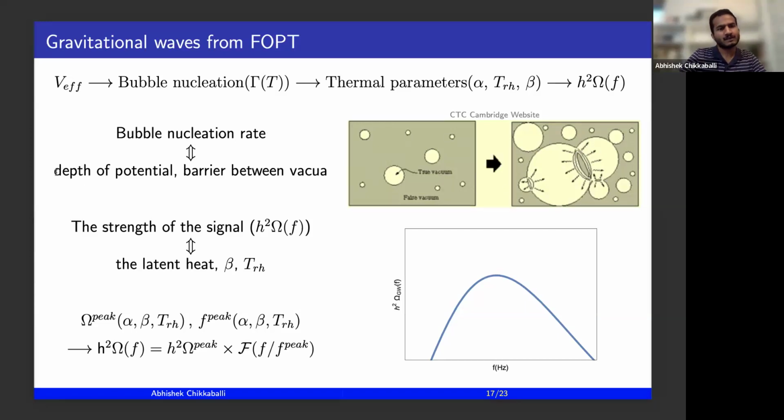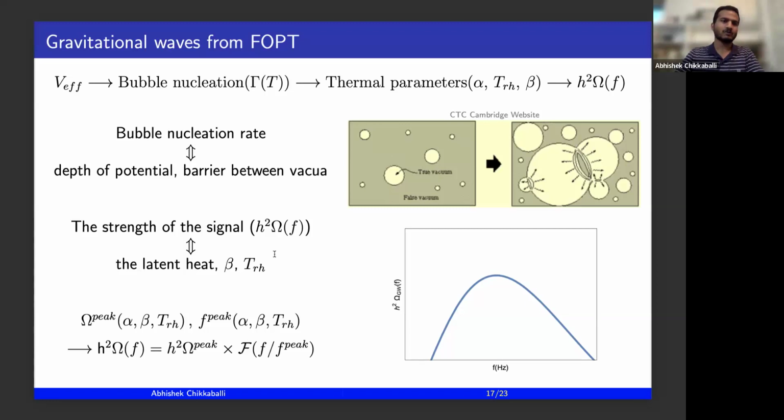So, as I said, the bubble nucleation rate depends on the depth of this effective potential and the barrier between the vacua. And the strength of the signal also depends on the amount of latent heat released in this process, the bubble nucleation speed compared to the universe expansion rate, and also the reheating temperature at the end of the phase transition. So in effect, the amplitude of the gravitational wave can be expressed as shown here. And this amplitude has a characteristic feature, as shown in this plot here, with a peak of the amplitude at one particular frequency.